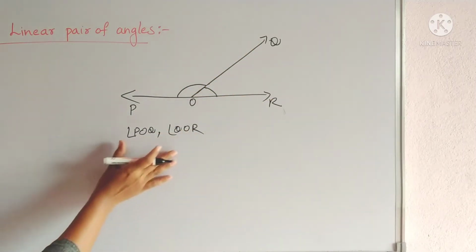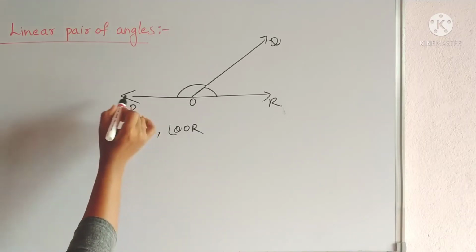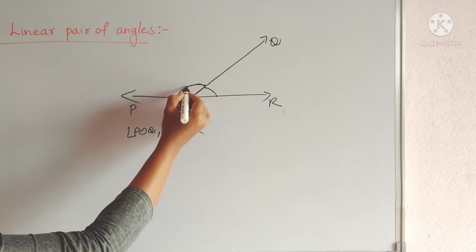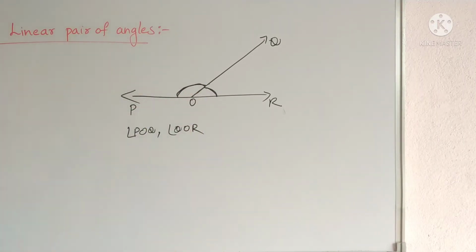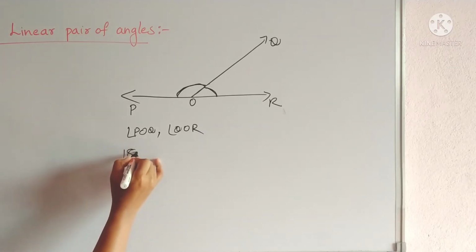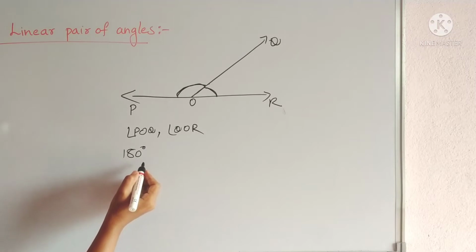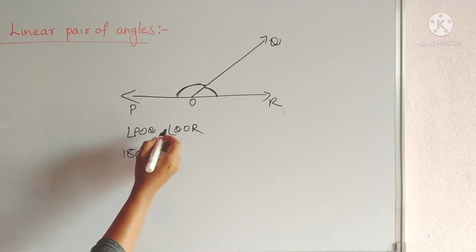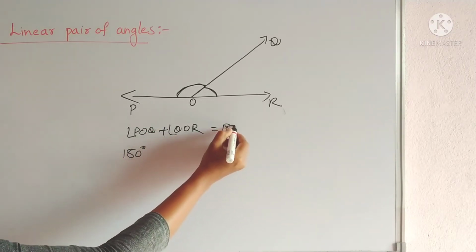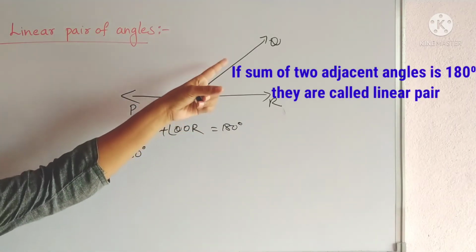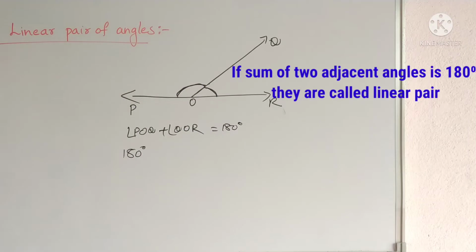These two angles combinedly form a straight line, right? Straight line means a straight angle, how much? 180 degrees, right? So if the sum of any two angles is 180, they are called linear pair. So here angle POQ and angle QOR are a linear pair.